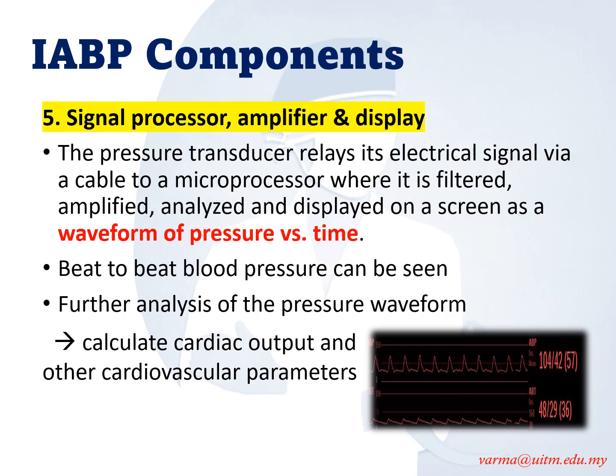Next would be the final part, where the signal processor, amplifier and display come into function. The pressure transducer relays its electrical signal via a cable to a microprocessor, where it is filtered, amplified, analyzed and displayed on a screen as a waveform of pressure versus time. As the transducer contains a strain gauge and Wheatstone bridge circuit, the mechanical signal is converted to an electrical signal, and this electrical signal is sent to the digital display after being microprocessed, filtered, amplified and analyzed.